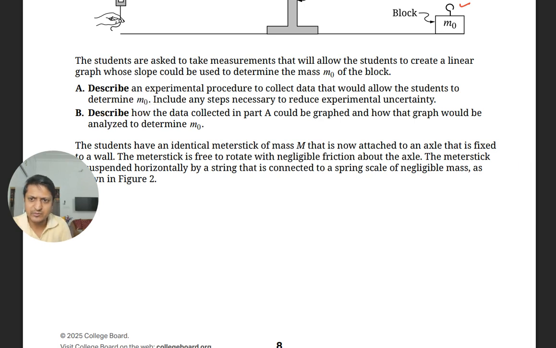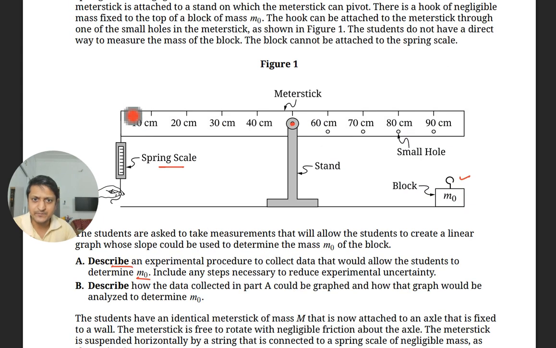So basically the mass of the block we have to calculate using experimentation, and it says to describe a procedure to collect data that would allow students to determine it. So we have to describe how the experiment would be done. First of all, understand that this question is from torque. So force times distance 1 will be equal to force times distance 2. So F1 D1 will be equal to F2 D2 like this. So we need data like this.